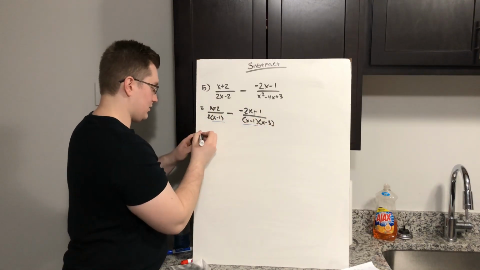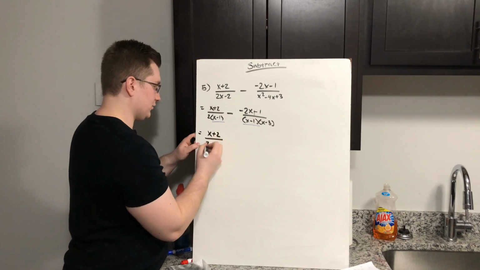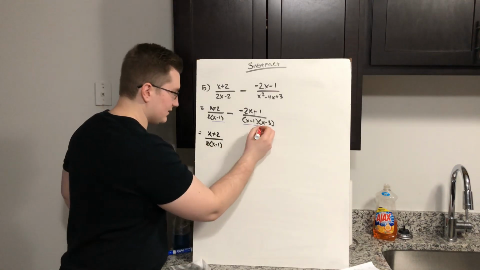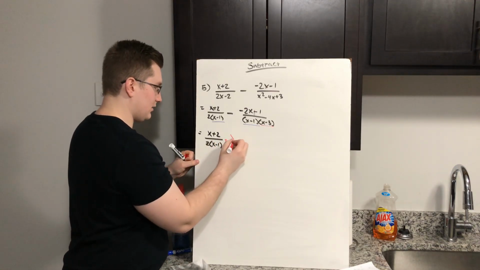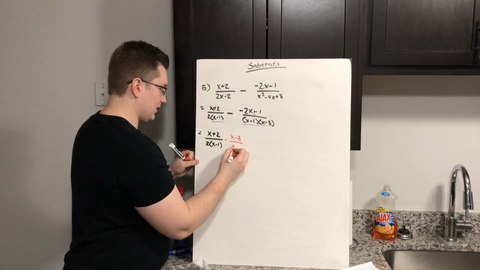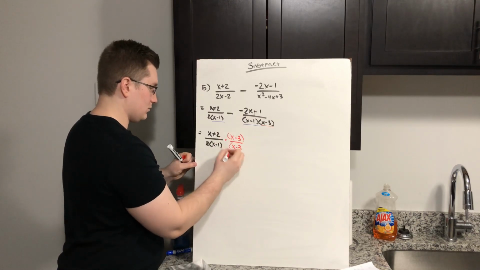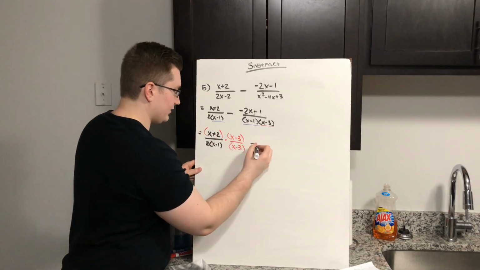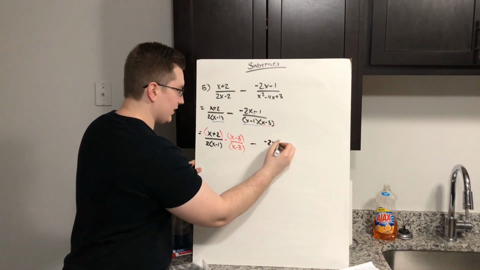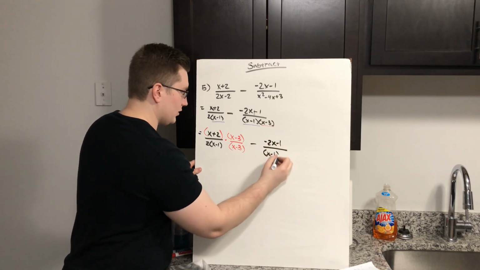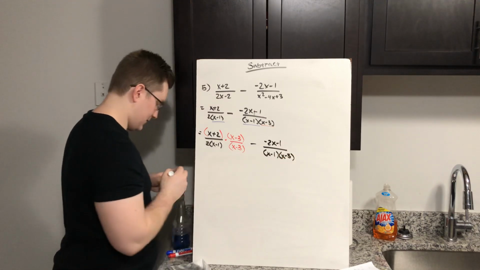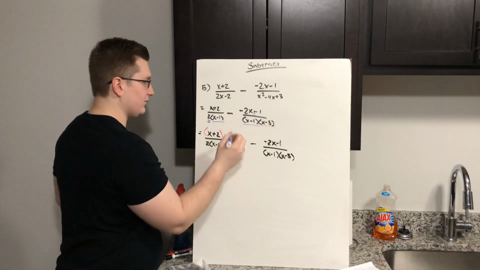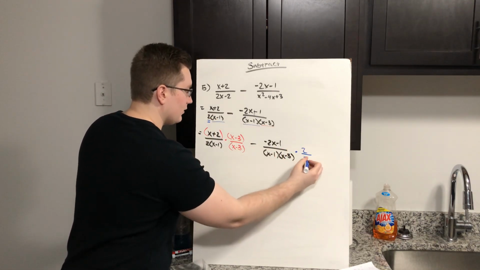So I'm going to take this (x + 2) over 2 times (x - 1), and what I'm missing is this x - 3, so I'm going to multiply top and bottom by (x - 3). Minus this (-2x - 1) over (x - 1) times (x - 3), and what I'm missing is this 2, so I'm going to multiply top and bottom here by 2.